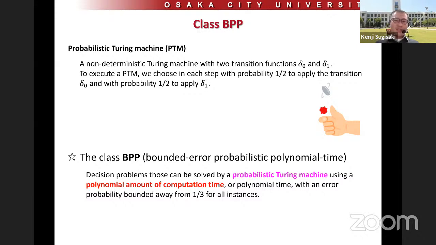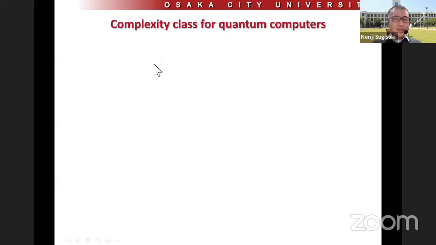As you can easily imagine, because PKM uses coin tossing or probabilistic selection, this computational class has a strong connectivity, strongly related to the computational complexity in quantum computers. So let us define the complexity classes for quantum computers.